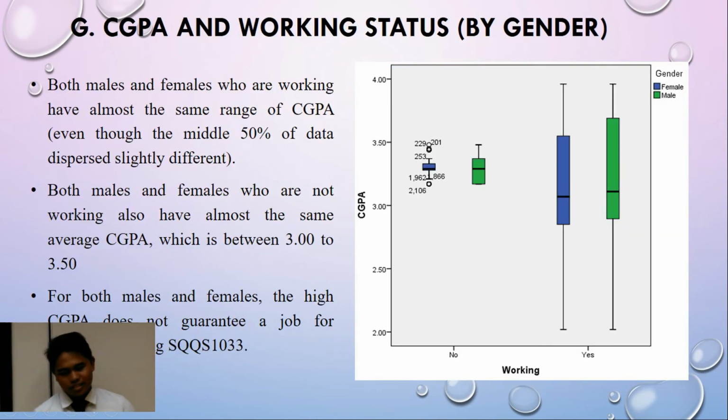CGPA and working status. Both male and female who are working have almost the same rate of CGPA, even though the middle 50% of data is slightly different. Both male and female who are not working also have almost the same average CGPA, which is between 3.00 to 3.50. For both male and female, a high CGPA does not guarantee a job for students studying SQQS 1033.